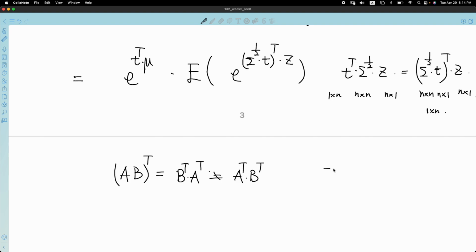And then another thing that I imply here is that sigma 1/2 transpose is equal to sigma 1/2 because it is a symmetric matrix, okay? That is what I'm implying here.